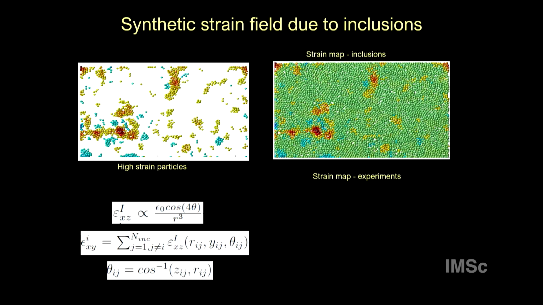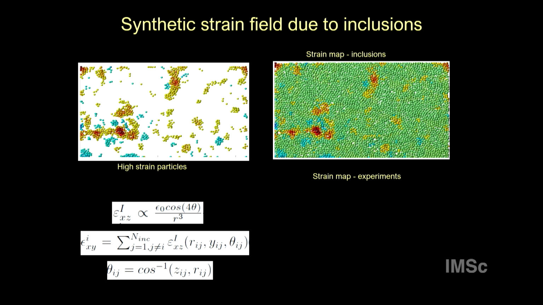What we do is construct something called a synthetic strain field due to the inclusions. We know where the inclusions are sitting. Now we can calculate the strain on the rest of the particles in the system using these inclusions. The strain field due to a single inclusion decays as 1 over r cube in 3 dimensions, with a cos 4 theta angular dependence. The strain on any other particle is a superposition of the strain due to these inclusions. This way we can construct strain fields.